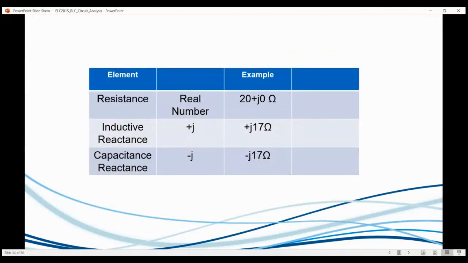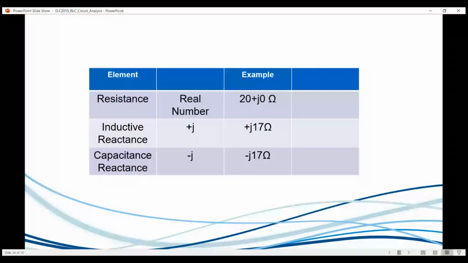Then just the notations of when you deal with certain things. So when you have a resistance, it's just a real number. I should have called it type. But when you represent it, you just represent it as 20 plus j0. It's the real counterpart of the total complex number. So that's an example. We can just have 20. That'll be perfectly fine. j times 0 will be 0, and they're all in ohms.